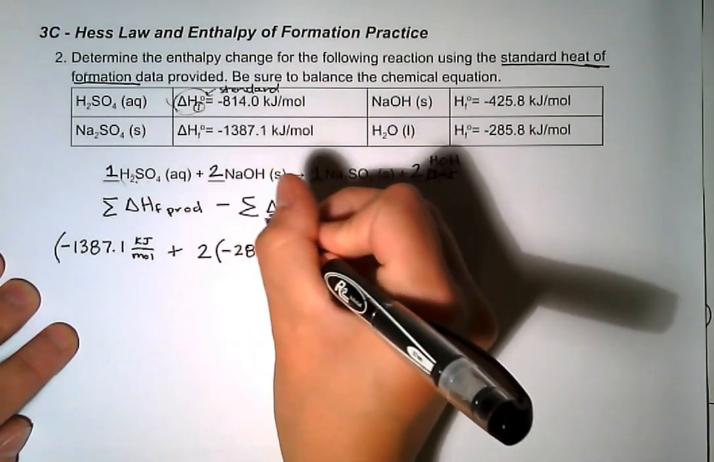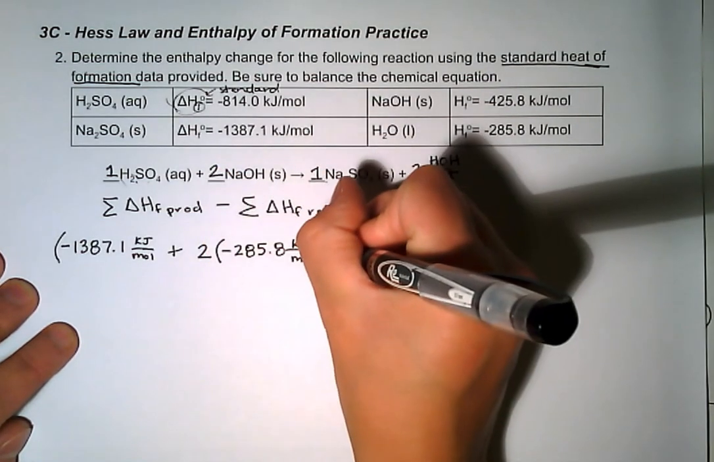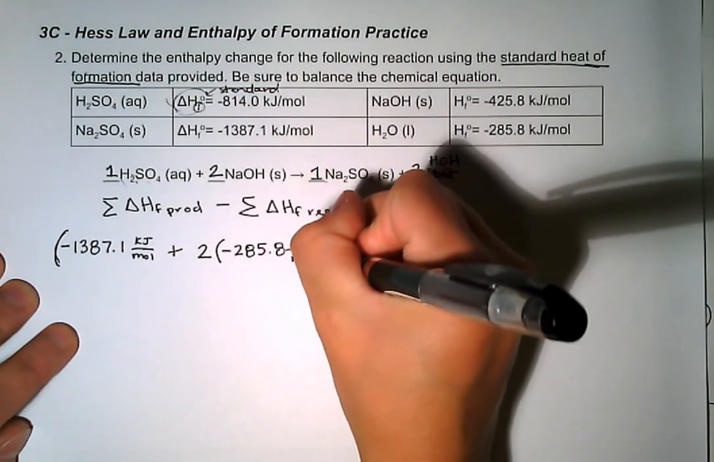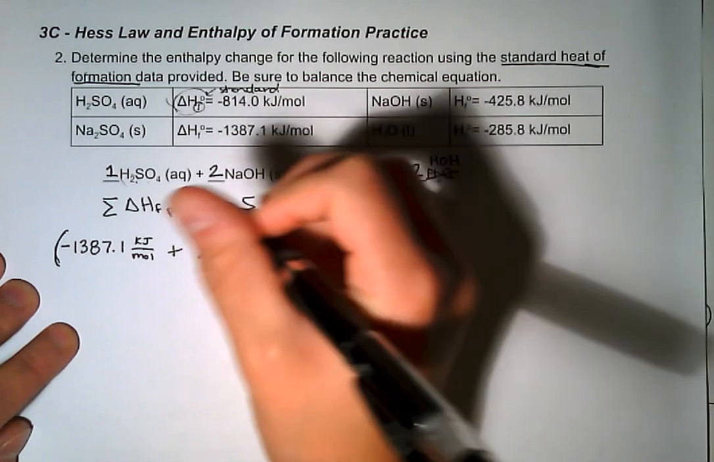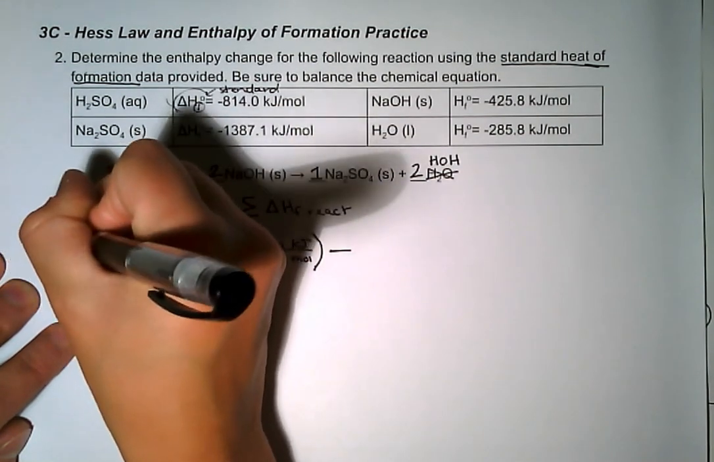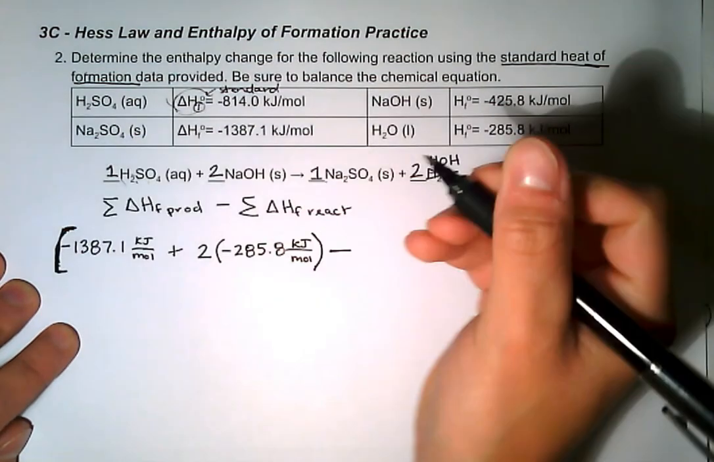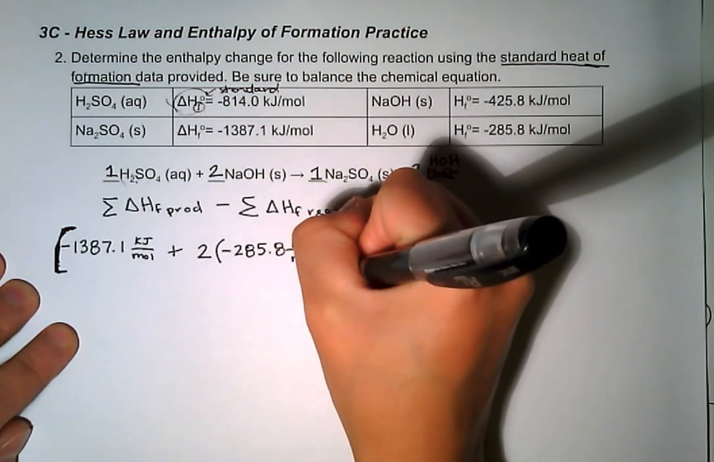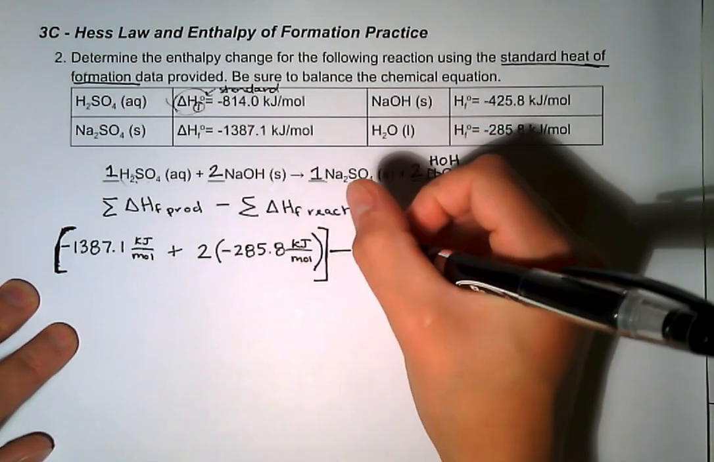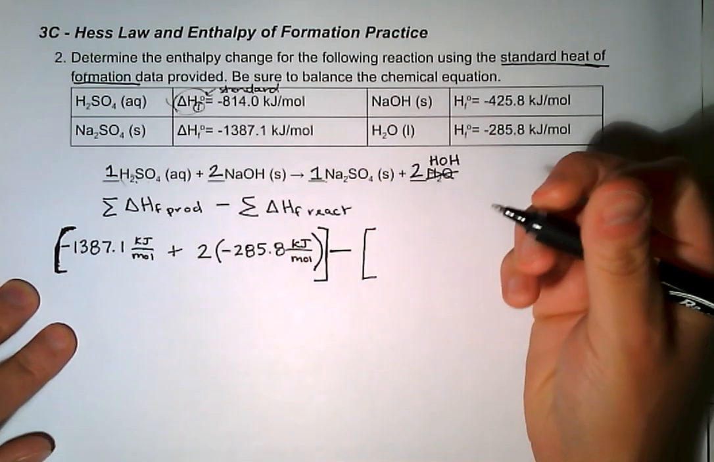Now I need to subtract out the sum of all my reactants. So I'm going to put a big old minus sign there to split those up. And in fact, I'm actually going to make these big brackets around my first section so it's easier to keep track of my values. Okay. And then I'm going to subtract all of my reactants. So I'll open up a new set of brackets.